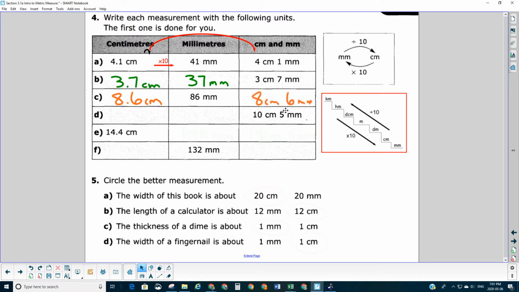All right, so I'd like you to push pause on the video for now and just quickly fill in the rest of this chart and then come back and see how you did.